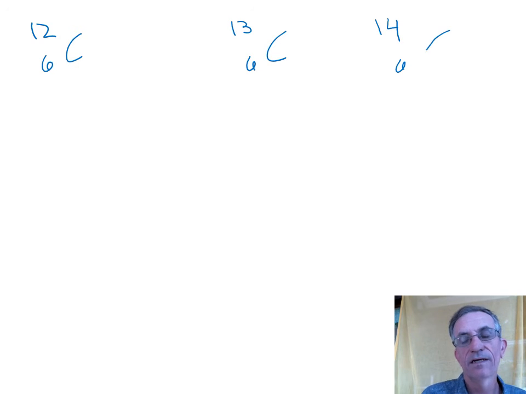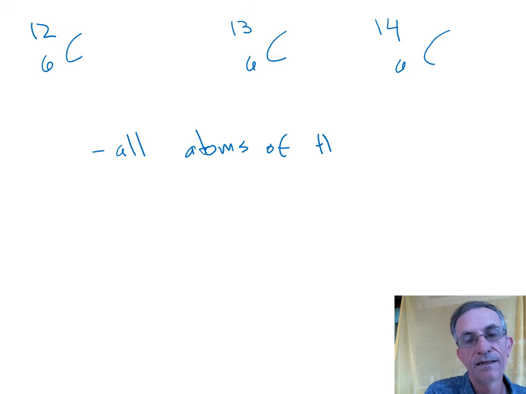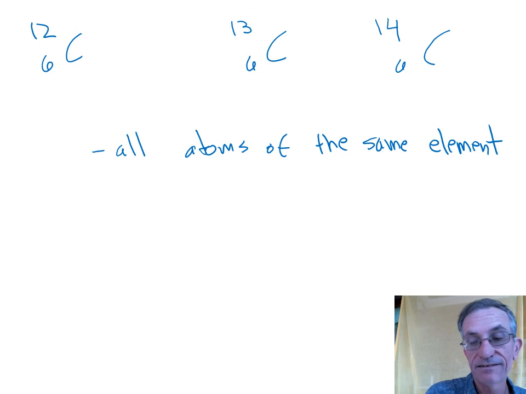So you might see 12, 6C. You might see 13, 6C. You might see 14, 6C. Now, all those look pretty similar, don't they? And they are similar. If you look, they're all atoms of the same element. In this case, they're all carbon atoms. So all three of those represent carbon, but they're not 100% the same, right?